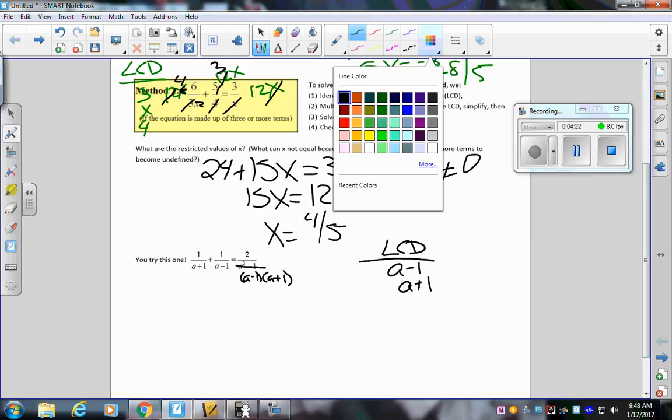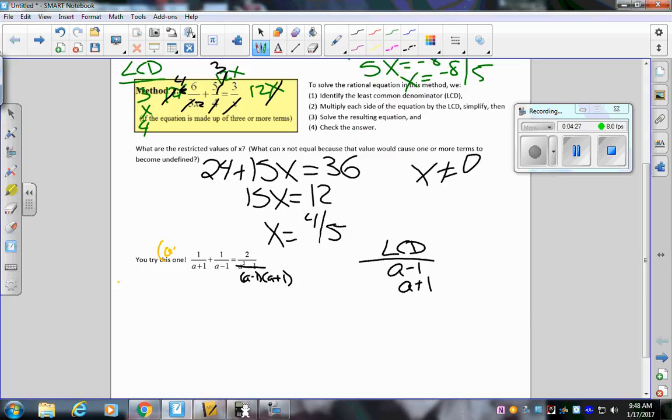I'll go ahead and change the color to make it easier for writing. So multiplying everything by a minus 1, a plus 1. Kind of do your best to fit it all in there. If you need to go diagonal, go ahead. Okay, it'll make it a lot easier for canceling purposes if you write it out. All right, so for this first fraction, a plus 1's canceled. Remember, that's the whole point. I want to get rid of that denominator. So I'm left with 1 times a minus 1, which is a minus 1. Okay, in my next fraction, the a minus 1's canceled, which leaves me with 1 times a plus 1. Over here, they both cancel, which leaves me with just 2.